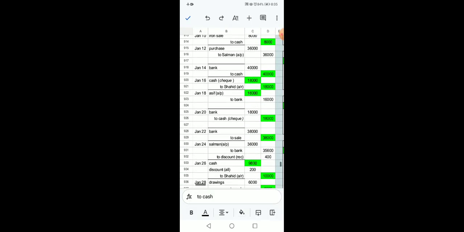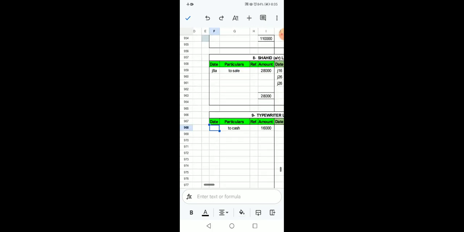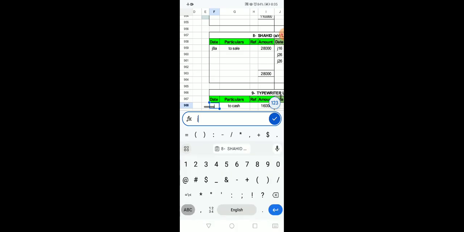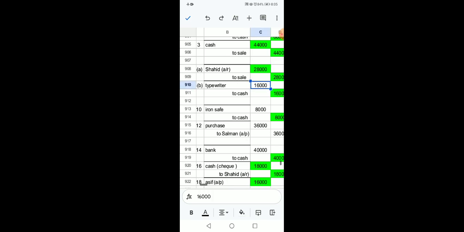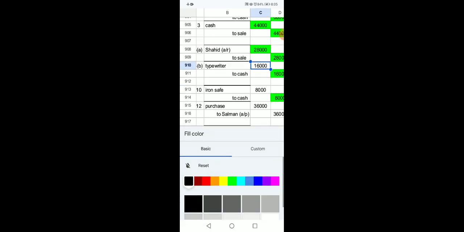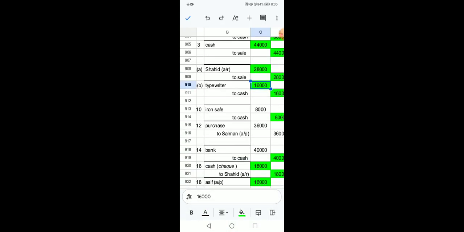All right, now see what the date of typewriter was. That is January 8. So put the date over here, January 8. So posting for 16,000 is completed for typewriter. Here was 16,000. We have posted it on the debit side of the ledger of typewriter. Posting is completed, so we mark it as done.